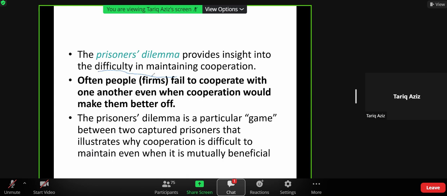So it is difficult to maintain cooperation. It is not easy. So often firms fail to cooperate with one another, even when cooperation would make them better off. If they decide to cooperate, both will be better off, but often they fail to cooperate. So the prisoner's dilemma is a particular game between two captured prisoners that illustrates why cooperation is difficult. Using this example, I will show you why it is difficult to maintain cooperation.